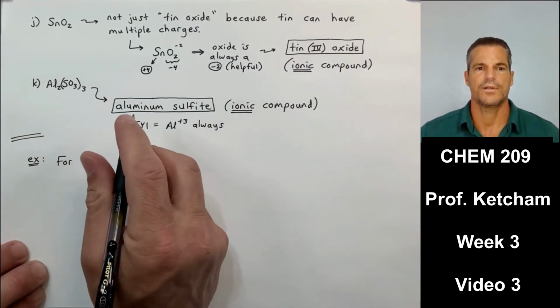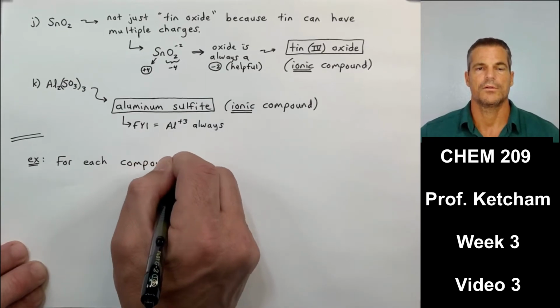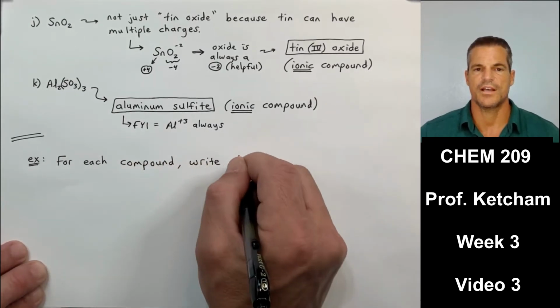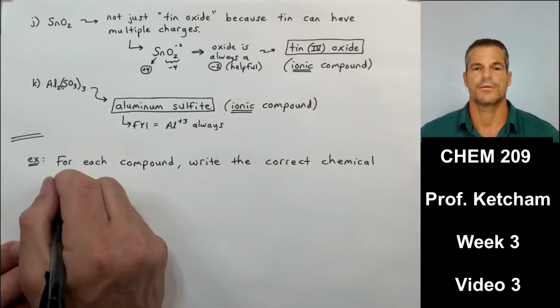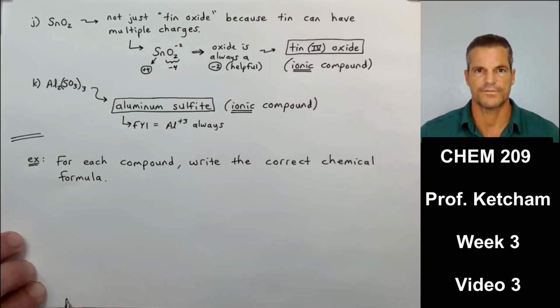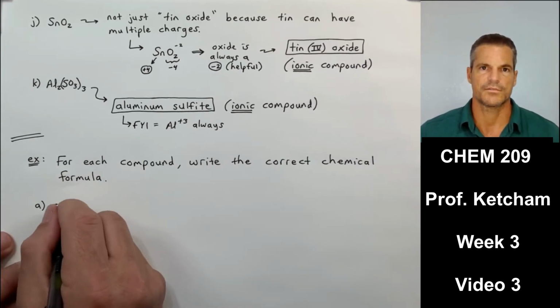Okay, Al2S3. Well, aluminum is a metal, so we know this is ionic. And aluminum is always a +3. Okay, so we just have to call it aluminum sulfide. Aluminum is always a +3.